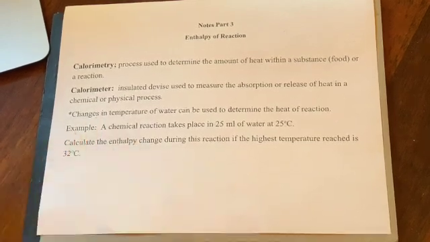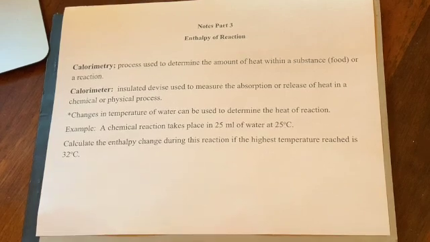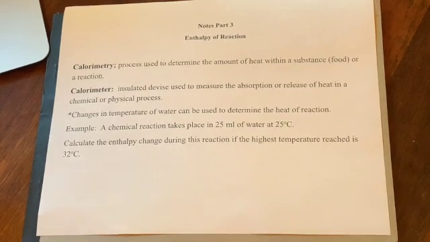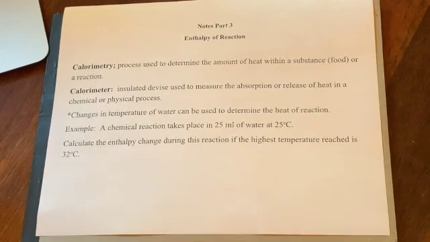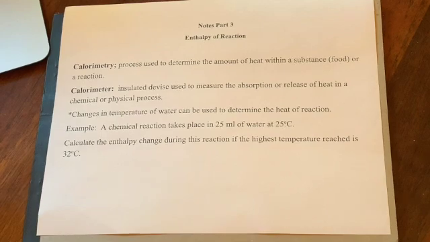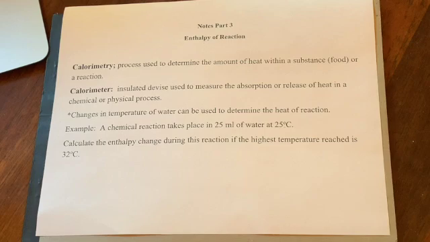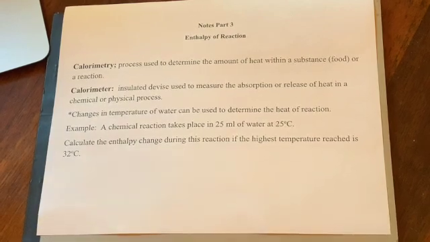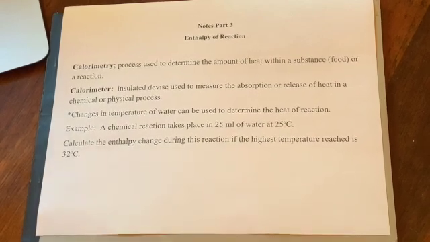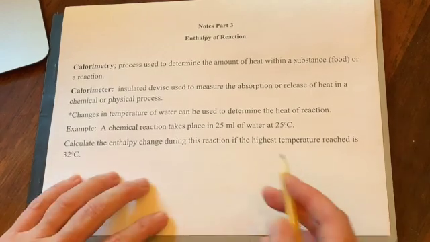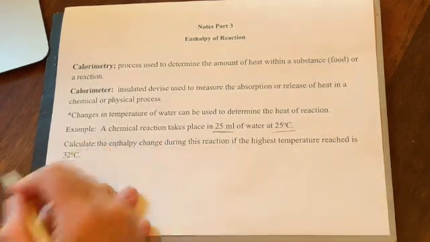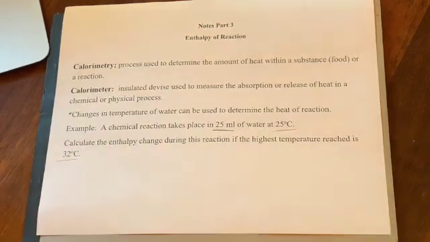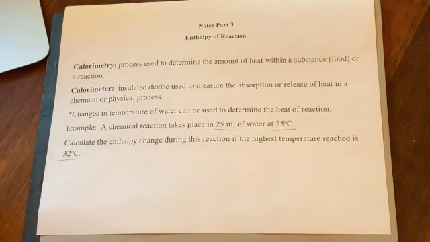Oftentimes, we use water to help us determine the heat or enthalpy of a reaction. So changes in temperature of water can be used to determine this heat of reaction. Let's look at an example. A chemical reaction takes place in 25 milliliters of water that's at 25 degrees Celsius. Calculate the enthalpy change during this reaction if the highest temperature reached is 32. So you have a certain amount of water that was at 25 degrees, it went to 32 degrees. I want you to calculate the amount of heat that generated.